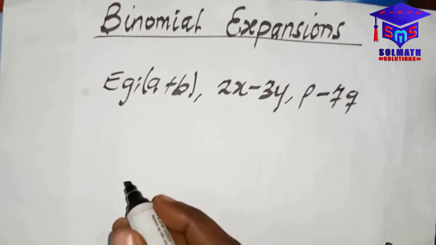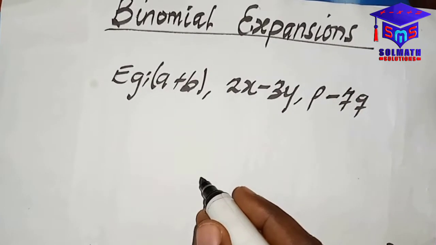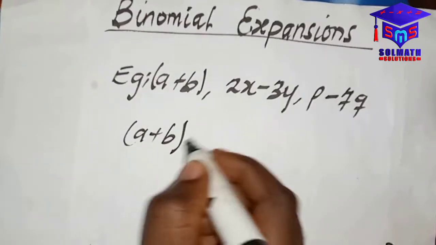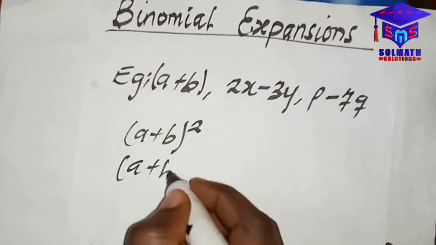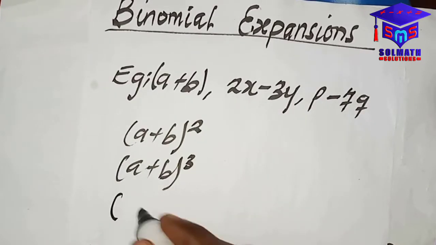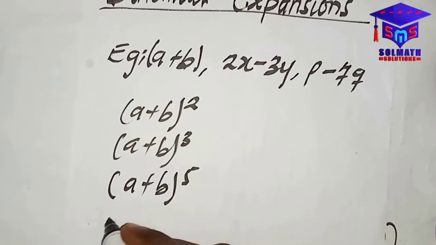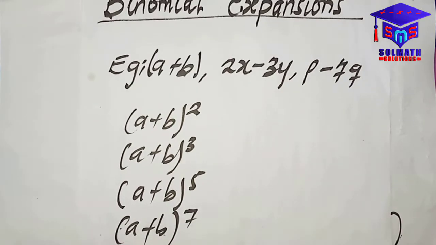All right, when the powers of these binomials begin to increase, expansion becomes a bit difficult. For example, if you have (a + b) to the power 2, this is very easy to do. If you have (a + b) to the power 3, we can do this easily. But if the power begins to increase to, let's say, 5, and then let's say (a + b) to the power 7, using the normal expansion approach becomes a bit difficult. But the Pascal triangle makes it a bit easier.